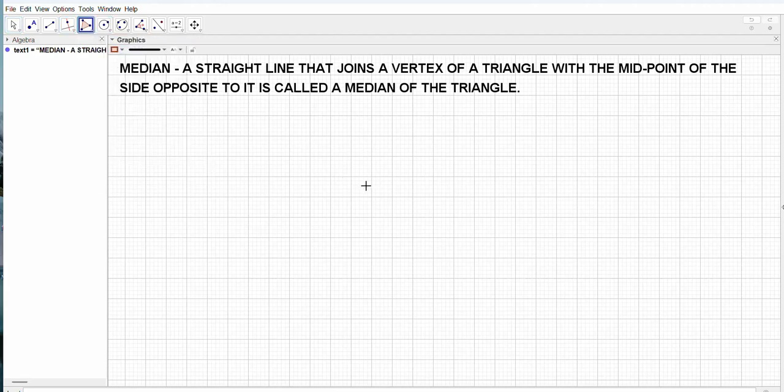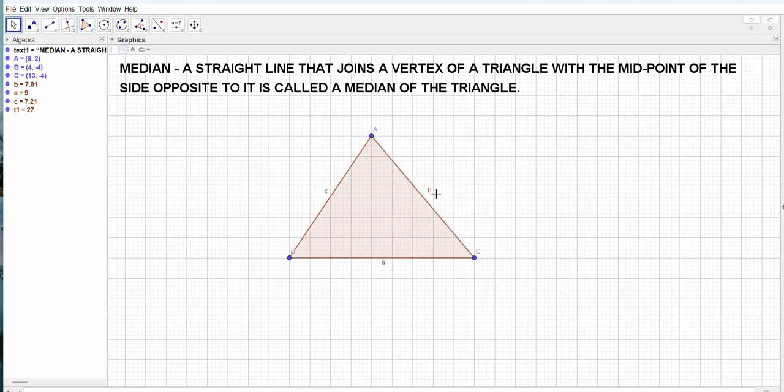So first of all I am going to draw a triangle. So here is my triangle ABC, and if you can see here in the triangle ABC I have three vertices, isn't it? Vertex A, vertex B, vertex C. So three vertices are A, B and C. Now what is a median? It is a straight line that joins a vertex to the midpoint of the opposite side.